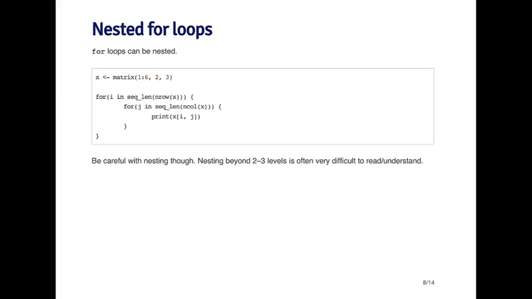One thing to be careful with nested for loops is going beyond 2 to 3 levels. While it's theoretically okay in R, it makes reading the code a little bit difficult. And so if you're reading code that has 3 or 4 nested for loops, it gets difficult to understand what's going on. Sometimes that's a logical thing to do, but many times there are ways to get around that, for example, by using functions.